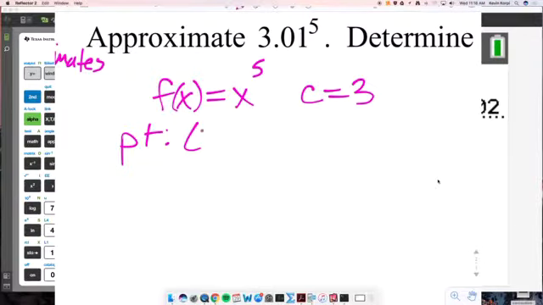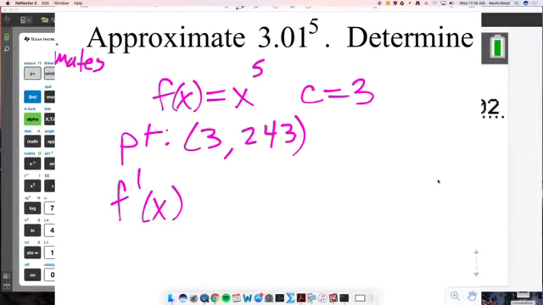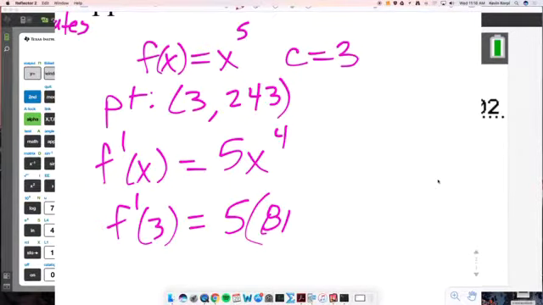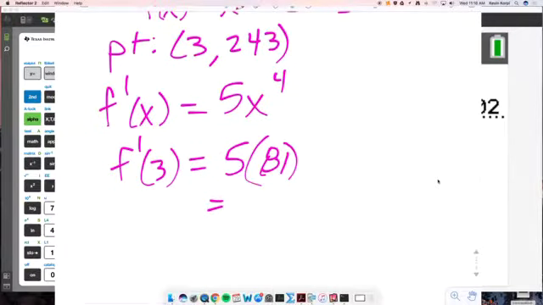So the point is going to be 3 comma 3 to the fifth. 3 to the fifth is 243. You can get that pretty easily. f prime of x is 5x to the fourth. So if you plug in your 3, f prime of 3 is going to be 5 times 3 to the fourth, which is 81. That turns out to be 405.